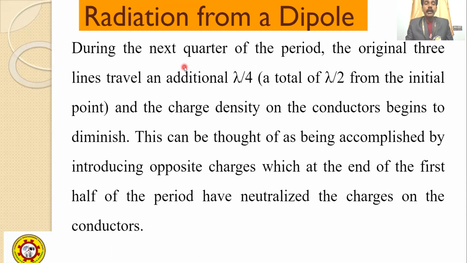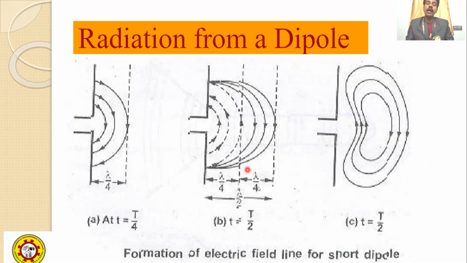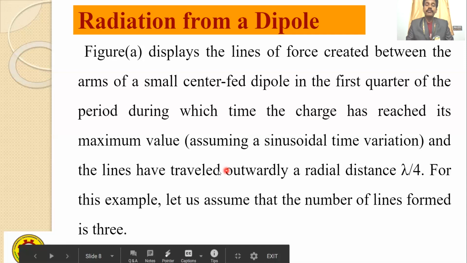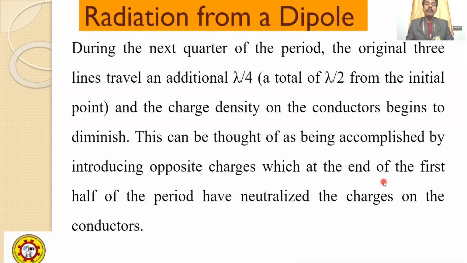Next, in the next quarter of the time period, the original three lines are joined by another three lines. Therefore, the charge density on these conductors begins to diminish. Why? Because the positive and negative inflow and outflow are in opposite directions, so their net field cancels out. Therefore, the total time period is T by 2, and these lines have traveled outward a radial distance of lambda by 4. For this example, let me consider the number of lines formed to be 3.